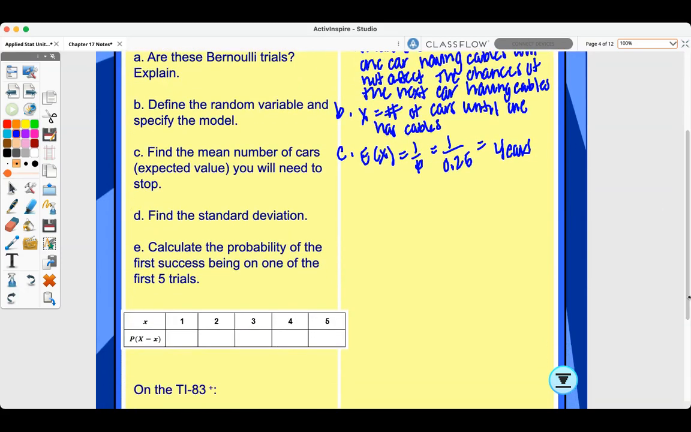Find the standard deviation. So D, the standard deviation. So that equals the square root of Q over P squared, which would be the square root of 0.75 over 0.25 squared, which is about 3.46 cars.